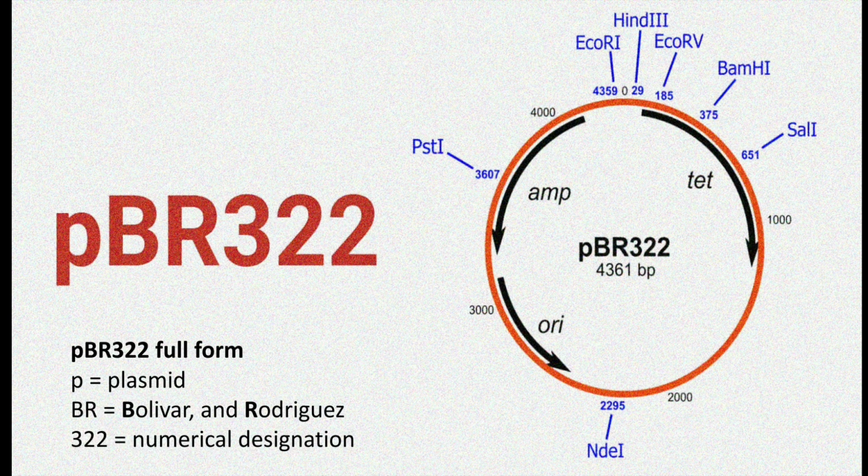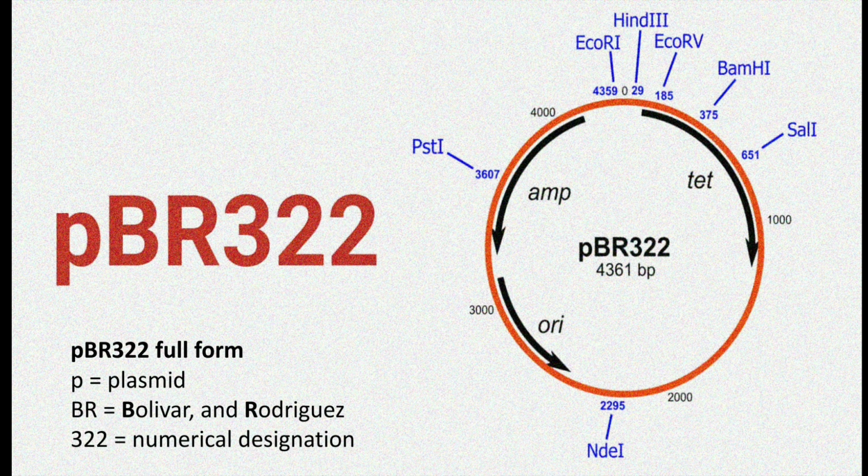In this video, we will discuss pBR 322, a plasmid cloning vector. pBR 322 is an example of a plasmid vector. pBR 322, or plasmid BR 322, is a plasmid cloning vector. It is widely used in the field of genetic engineering and in biotechnological studies.